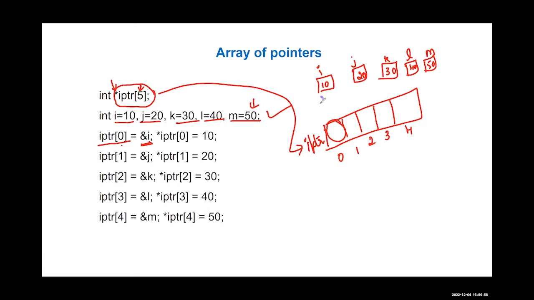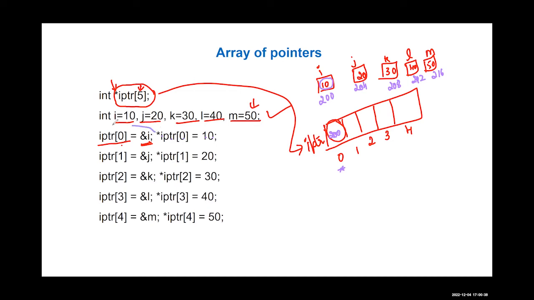Suppose for example, I will take it as 200, 204, 208, 212, 260. Okay, so it need not be consecutive or continuous, but for example I am taking these. So what am I saying? iptr of 0 is equal to ampersand i, which means I am going to store the value 200 here. Okay, now star iptr of 0 is equal to 10. So when I say star iptr of 0, whatever content is there, that is nothing but 10. Okay, that is what I mean.